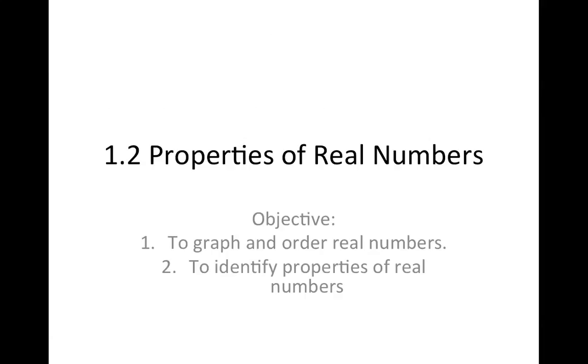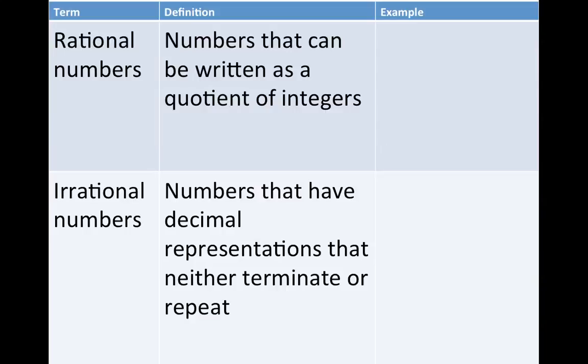1.2 is properties of real numbers. At the end of this lesson, you should be able to graph and order real numbers and identify properties of real numbers. Some vocab terms you need to know are rational numbers, numbers that can be written as a quotient of integers. Some examples would be whole numbers like 2, or fractions like 3/4, etc. Irrational numbers are numbers that have a decimal representation that neither terminates nor repeats. The most common are pi and radical 2.